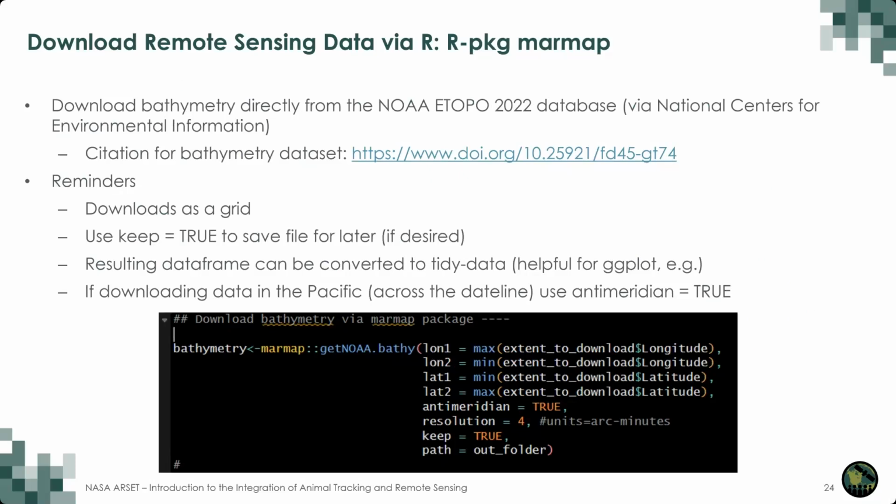So this draws directly from the NOAA ETOPO 2022 database, and there is a link to a citation for it right there. This also downloads the data as a grid, and here's just some notes. You want to make sure that you actually save the file so you're not repeatedly pulling data and tying up the NOAA server. And one thing that is really useful if you're working in the Pacific Ocean across the dateline, you want to make sure that you set anti-meridian equals true, and that makes the data way easier to work with across the dateline.